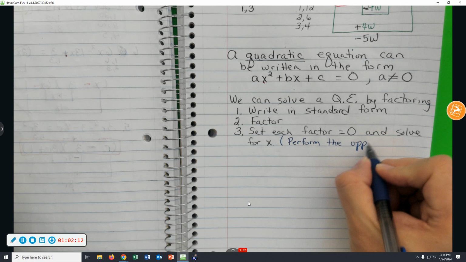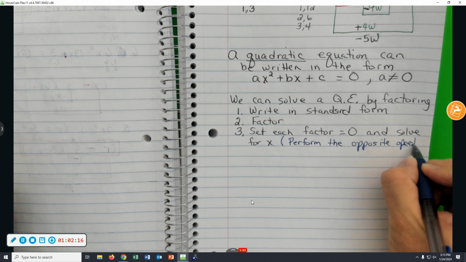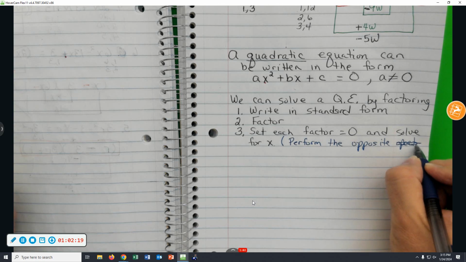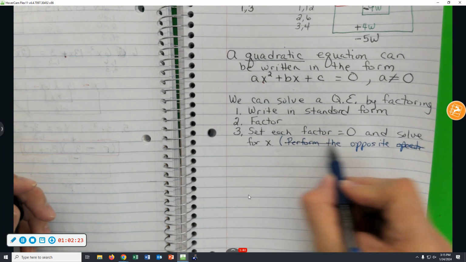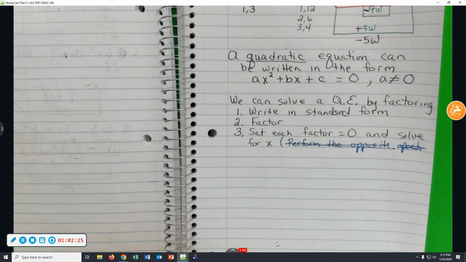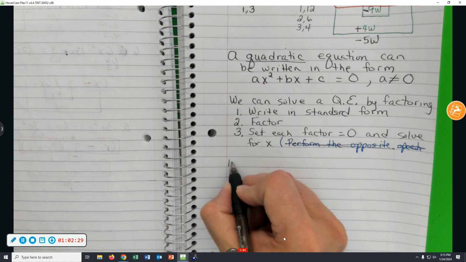opposite operation. Oh, I don't know if this is really that great to write out, but I think just say solve for x, and then you remind them of how to do it. Okay, I'm afraid it's going to get a little too wordy. Okay, let's do number 10.